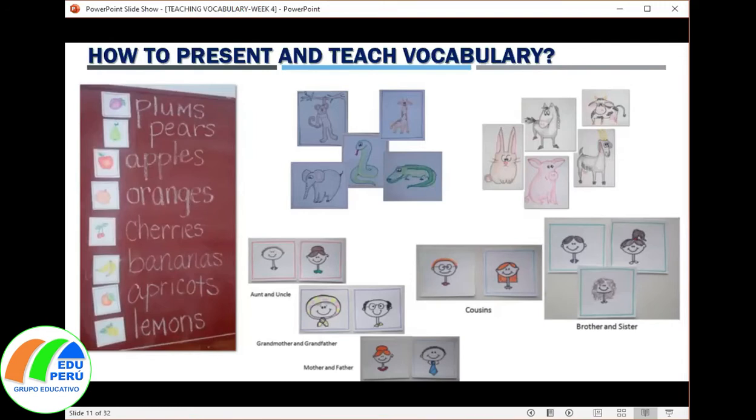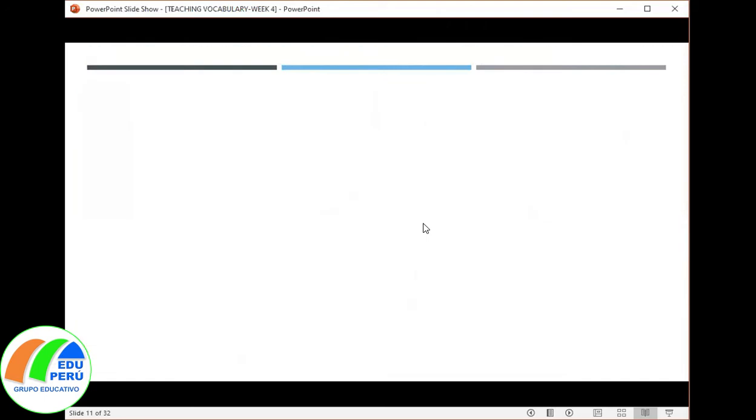Notice here, this is one of the ways that we could use to present vocabulary. Using visual aids, pictures, drawings, masks, all of them, scales. This is the first one.